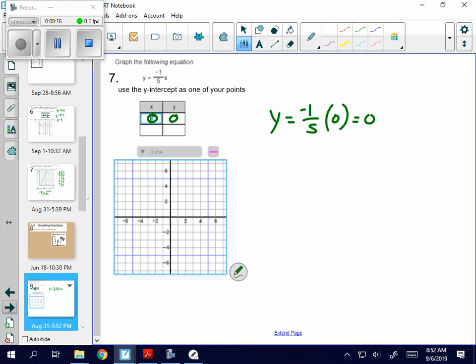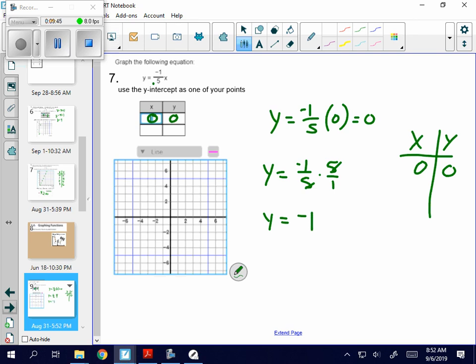On Get More Math, they're only asking you for one other point, and that is fine if it's linear. If we want to choose another value, so far we have chosen 0. We would want to choose multiples of our denominator, which in this case are multiples of 5. So we could plug in y equals -1/5 times 5 over 1. Then y would equal, well, those 5's cancel. Don't lose track of your negative. Y would equal -1 when we plugged in 5 for x.